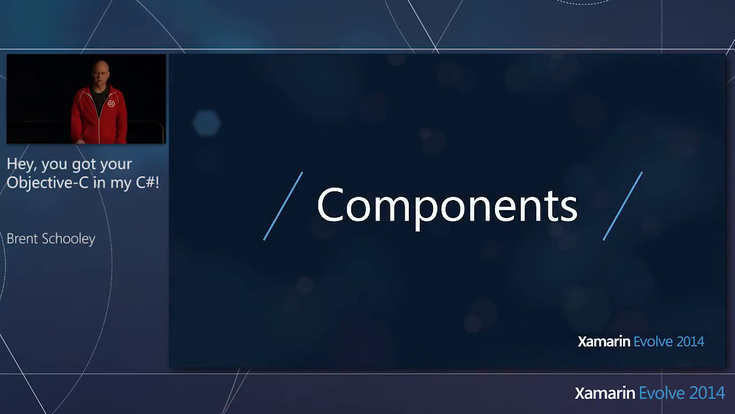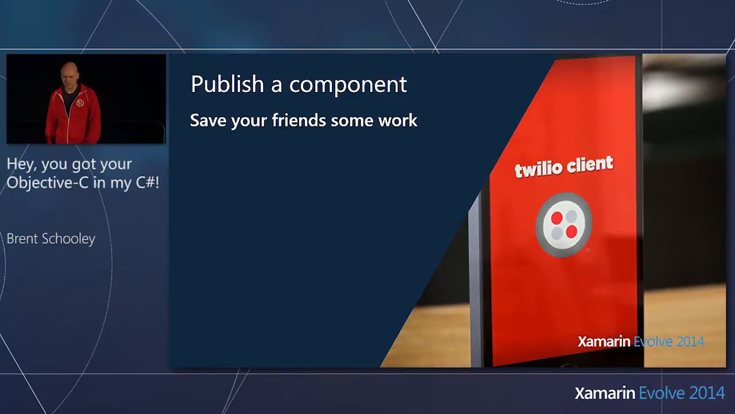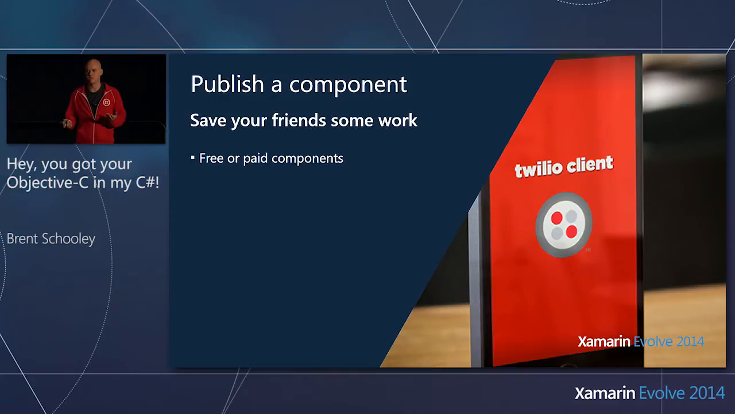So I wanted to talk about one more thing, because I led off with components and the relatively low number of components versus the number of libraries that exist that could potentially be components. So the idea around publishing a component onto the Xamarin Component Store is to save your friends some work, right? There are both free and paid components, so if you wanted to sell something, this is obviously a great way to do it. I don't highly recommend that if you've pulled the Objective-C library off of GitHub. That's probably violating someone's license. So remember to follow licenses.